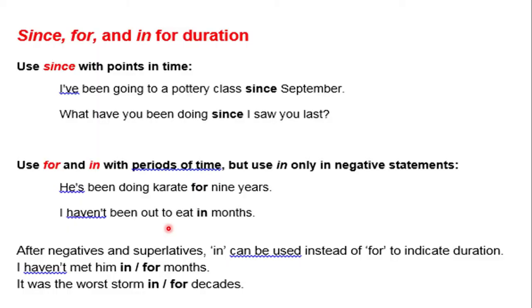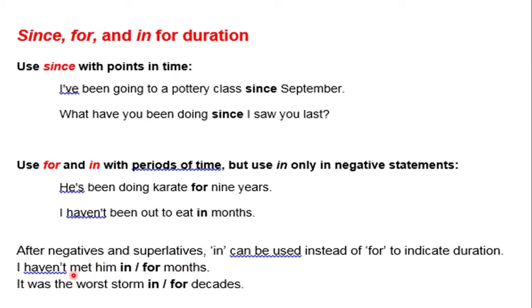Since, for and in for duration. So don't forget, since is used with points in time. For and in are used with periods of time. Yeah, but in is only used with negative statements. He has been doing karate for 9 years. I haven't been out to eat in months. Okay? In is also used after negatives and superlatives.